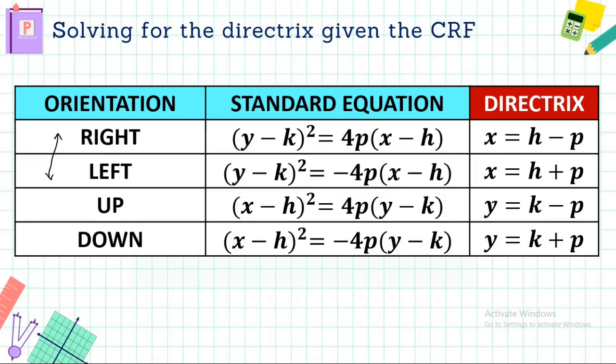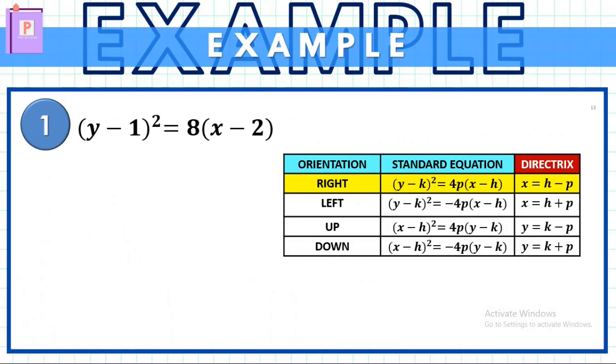Meanwhile, if the parabola opens upward or downward, notice that the variable used is y, because y represents a horizontal line. So if it is a parabola that opens upward or downward, the directrix will always be a horizontal line. Now, why are we subtracting or adding with p? It's because that will be the number of units to plot the directrix. Let's now have the first example. This parabola opens to the right. The vertex is at 2, 1.